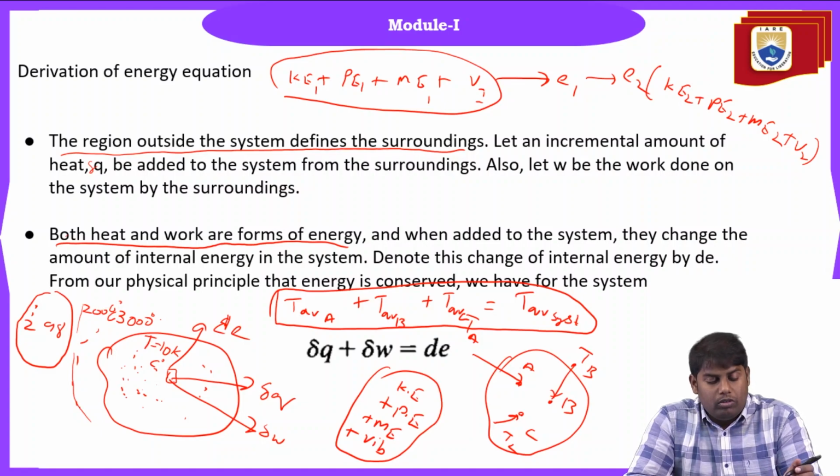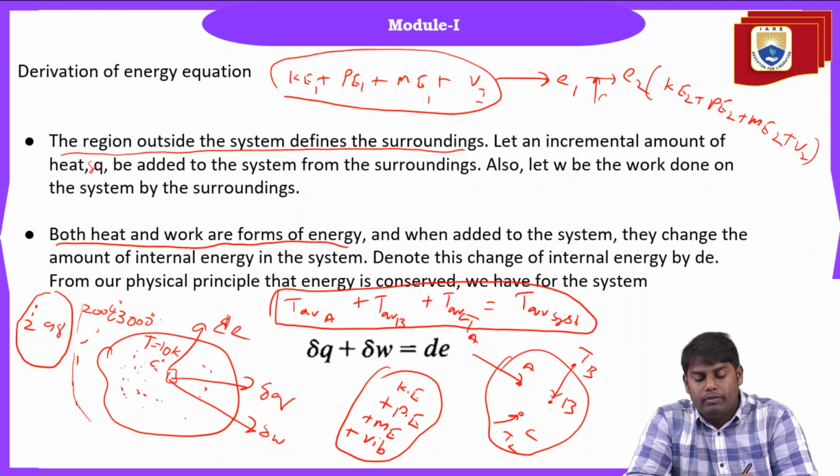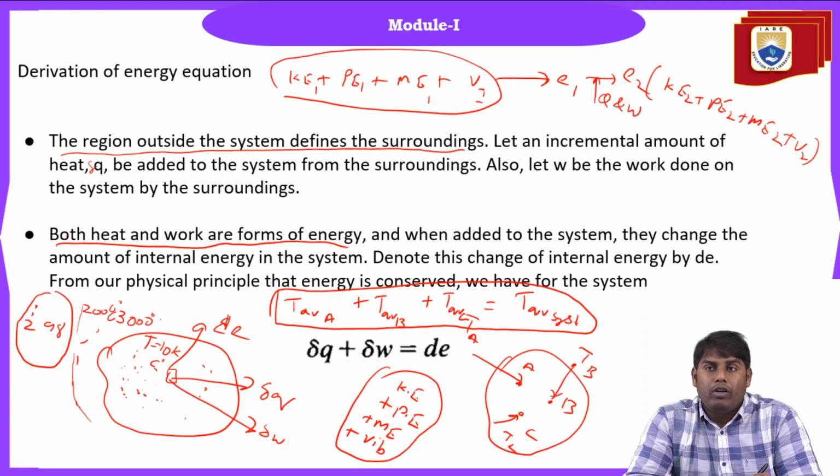Fine. So therefore, what happens? Whatever changes happen from one state to another state, E1 to E2, are happening because of Q, heat, and work. Because of heat and work, the state of the system is changing from E1 to E2.